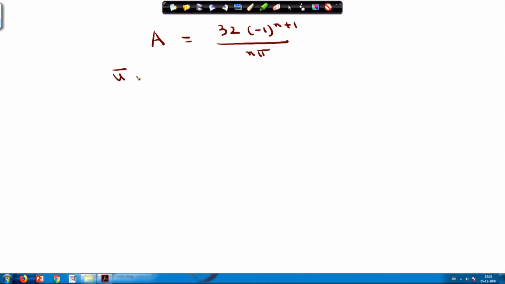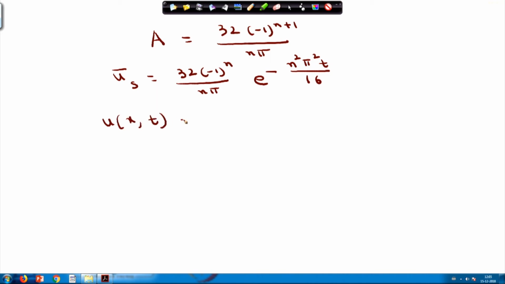So, if I substitute the value, I will obtain u bar s equals 32 into minus 1 to the power n plus 1 by n pi into e power minus n square pi square t divided by 16. Once I have obtained u bar s in terms of t, now I can write down u(x, t).